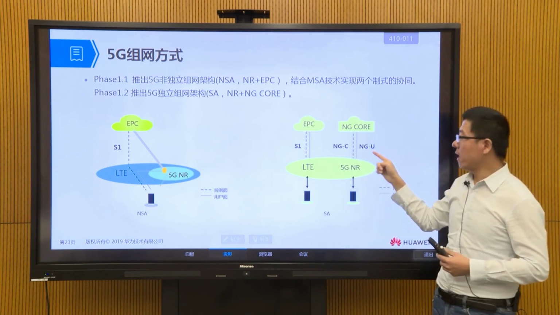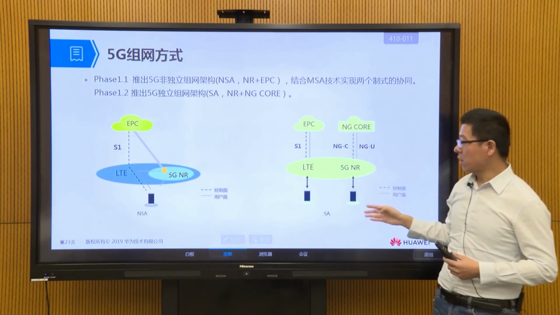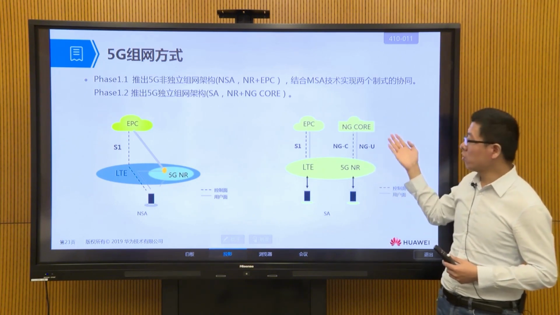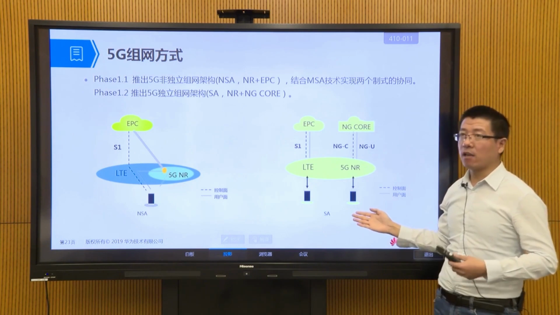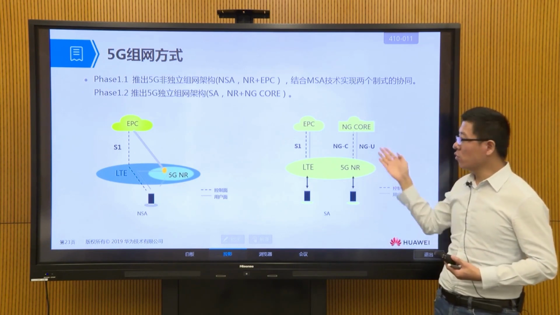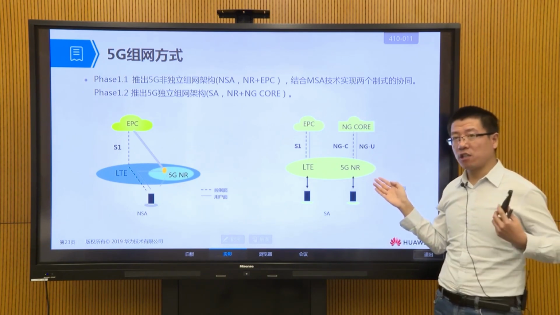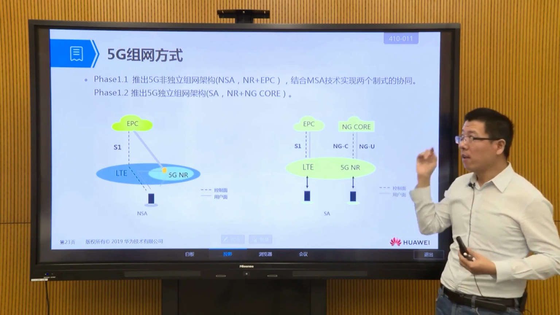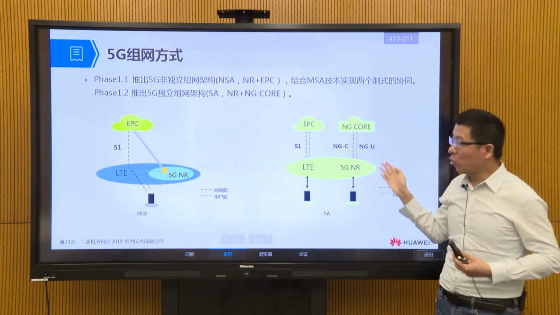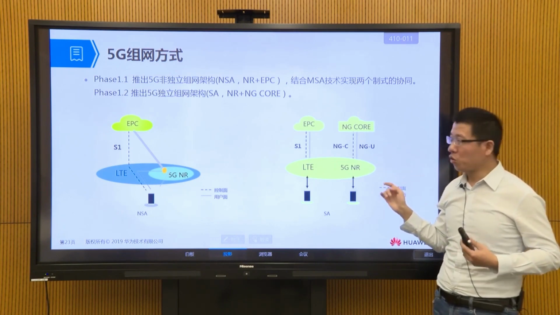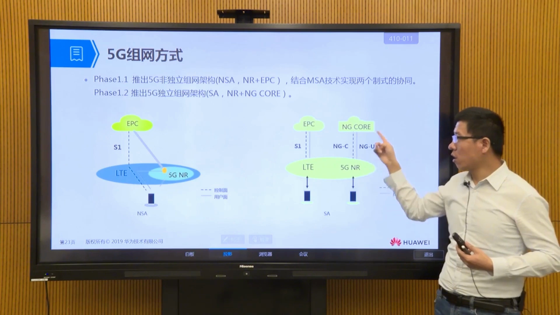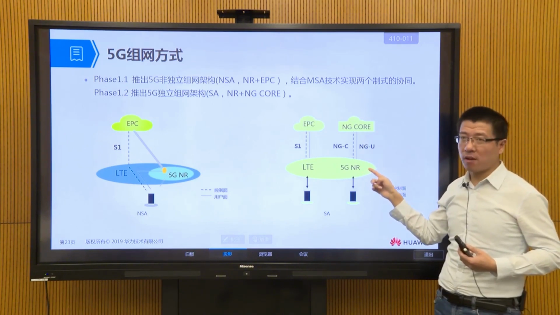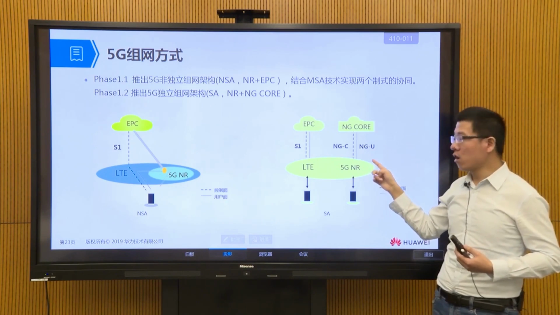This is our final SA standalone networking method. This standalone networking method can support slicing functions for vertical industries. But this standalone networking method requires us to deploy a 5G core network. At the same time, the number of our 5G sites should be as many as possible to achieve continuous coverage. Because only when you achieve continuous coverage, the user experience is relatively good. Otherwise, if you move out of the 5G coverage area, your 5G business will not be able to continue.